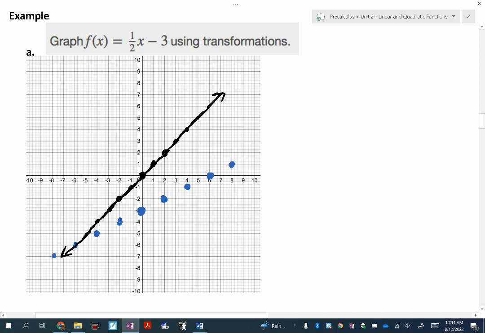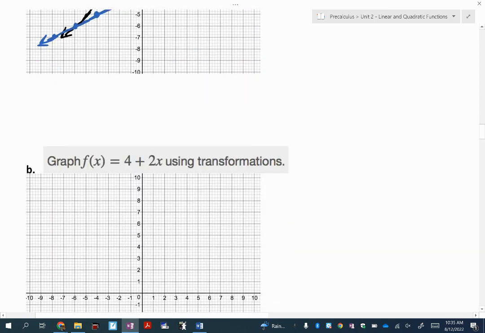All right, it's not something that I'm that worried about you understanding, but it is good to know how the slope, that number in front of x, is going to change how the line looks. Same thing here.